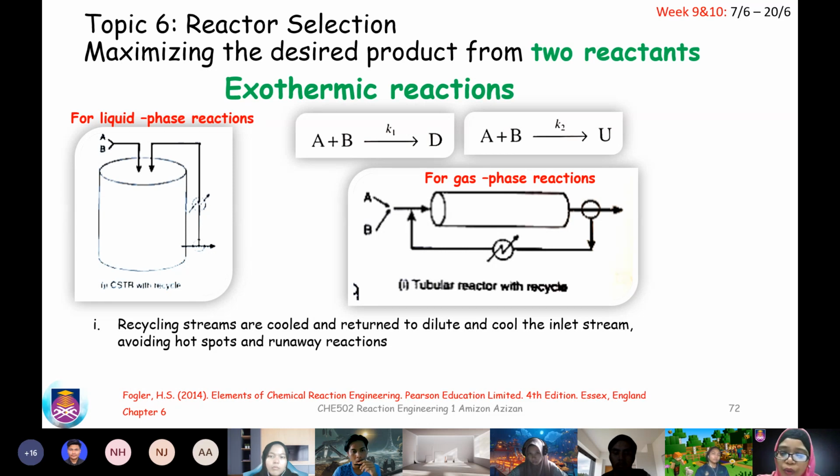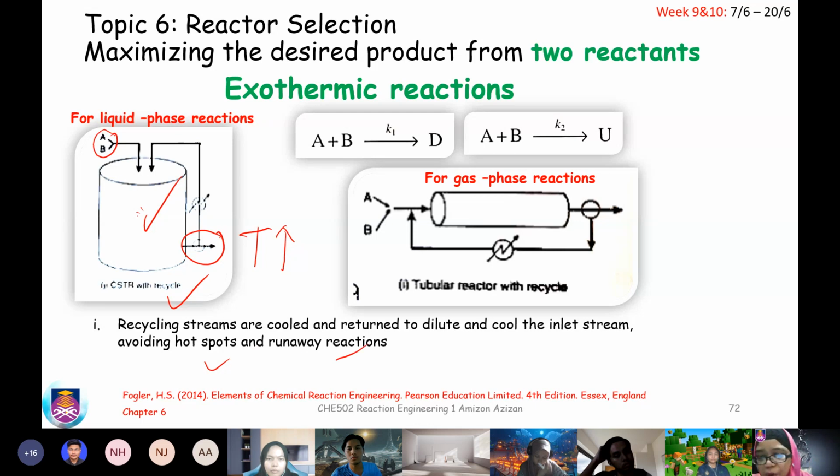So how do we do that? One of the ways is by using a CSTR with a recycle. You have your A and B added to the CSTR. They react through time, and as time increases, the temperature increases. So the outlet temperature for the reaction may be very high. We want to avoid hotspots and also runaway reaction. What we can do is cool it down and recycle it.